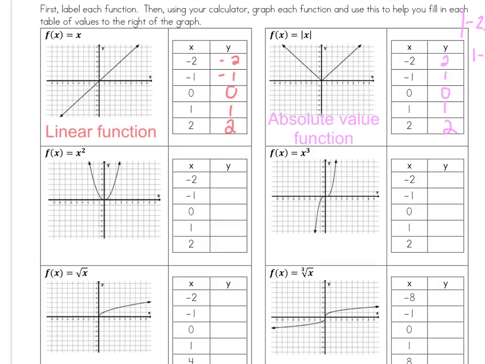Continuing on to our next function, we now have f of x, or y, is equal to x squared. So our linear function now has a squared exponent, which creates what we call a parabola. We're going to do a lot of work with parabolas this year. They're also called quadratic functions. That's what we're going to label this one as. So this is a quadratic function.